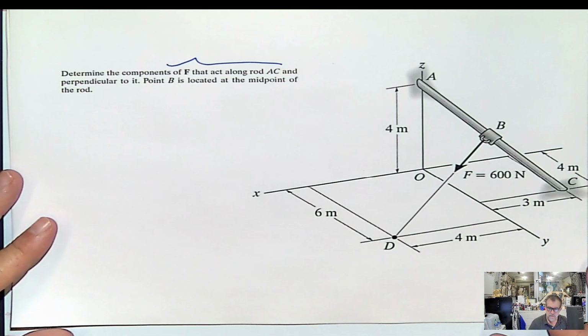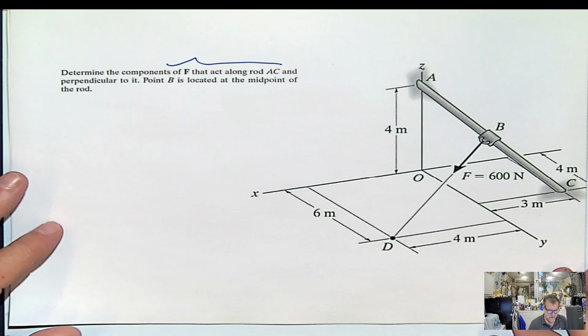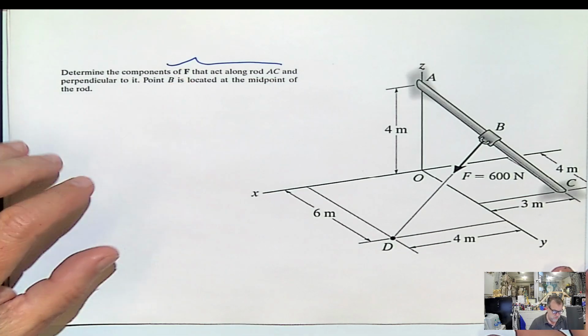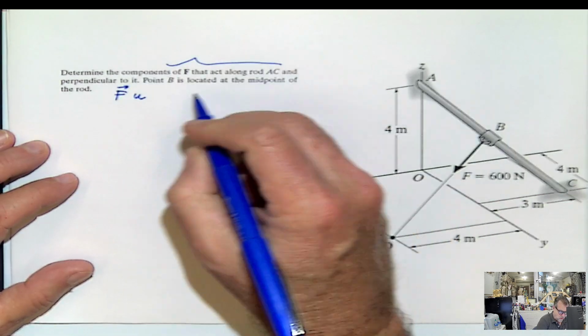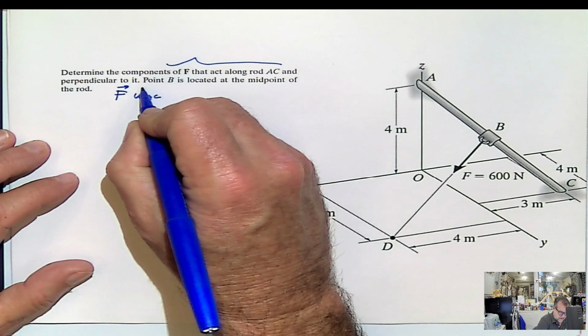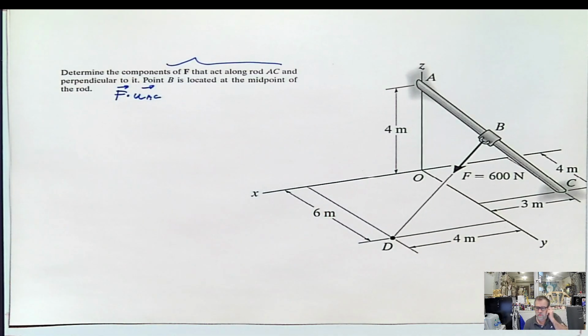That's it, plain and simple. Dot product. Of what? Dot product of the force and the unit vector of the axis. That's what you have to do. And that will give you at least the first part of the problem.